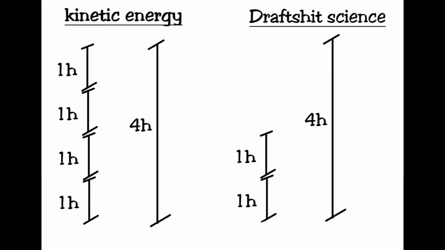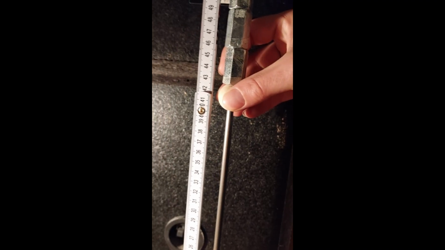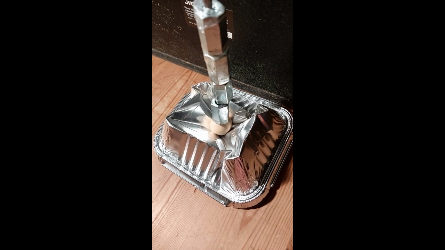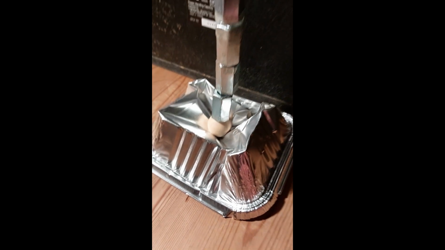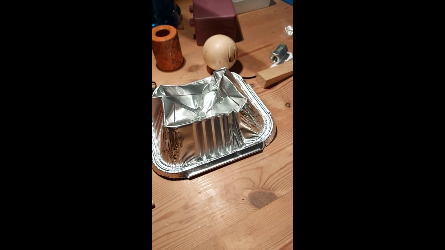Let's find out. Okay, so here the ruler is at the surface of the aluminum cup. And here is the mass, and I'm going to drop it from 40 centimeters high. So here we go. That's the impact. It's quite heavy. So, okay, this is a 2 velocity impact drop.